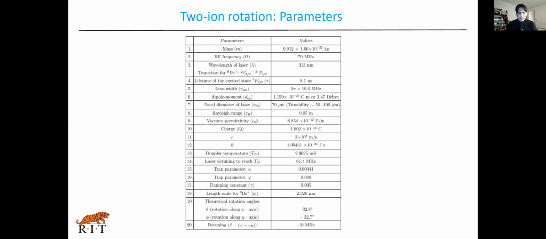Here's a list of parameters. Maybe I can point out that the experimentalists work with beryllium. The transition wavelength is in the ultraviolet. The line width for the cooling transition is about 20 megahertz. The laser was focused down to about 70 microns. The temperature is about 3 millikelvin. And the laser angles. These are the parameters they gave us, along with the fundamental constants, and Arpita and Duke were able to fit basically those images I showed you with those parameters.